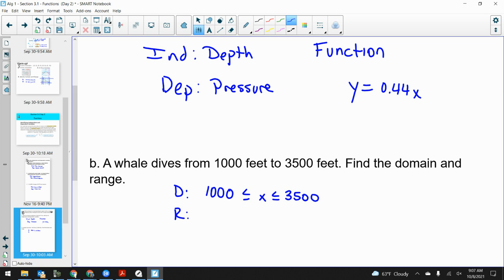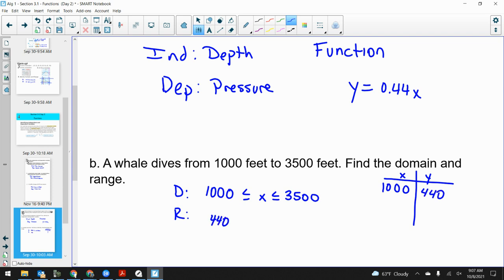okay, what is my PSI at 1,000? Oh, we need our equation. We need our equation now to determine this. I need to figure it out at 1,000. I'm going to make myself a little XY table. And I'm going to say, okay, at 1,000, what's my PSI? Well, 0.44 times 1,000 is 440.